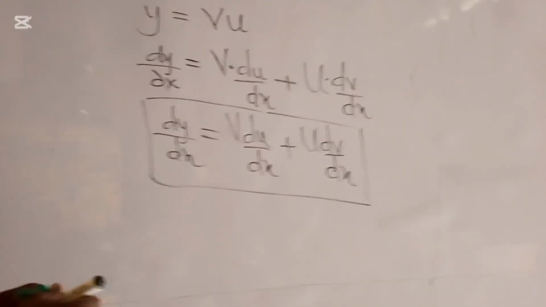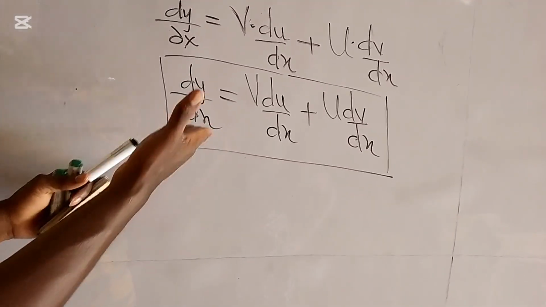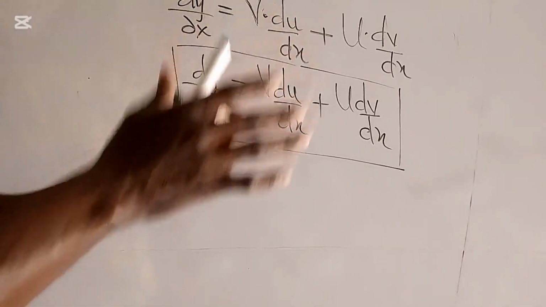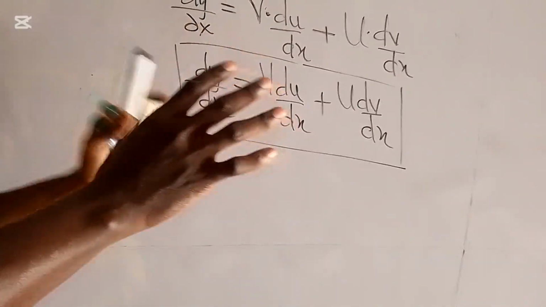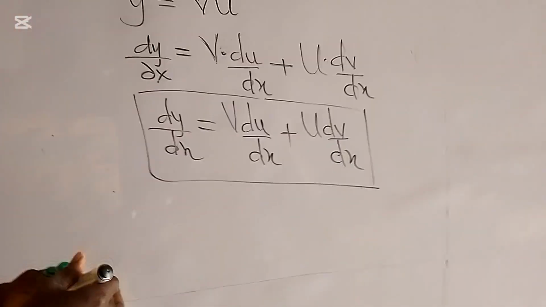So with this, let's take some few examples and see how we can use the product rule and the way questions are normally set. So you look at that and you take notice of that. So let's dive deep. Let's take some few questions.